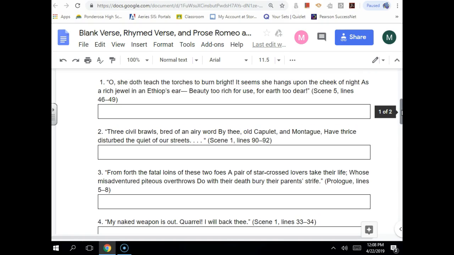Oh, she doth teach the torches to burn bright. It seems she hangs upon the cheek of night as a rich jewel in an Ethiop's ear, beauty too rich for use, for earth too dear. What do we think it is? I think it's blank. You think it's blank? Rowan, you think it's rhyme? Jillian, rhymed? Okay, let's find where it rhymes. Tony?